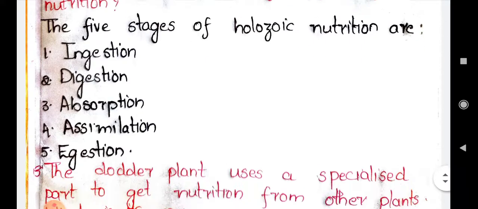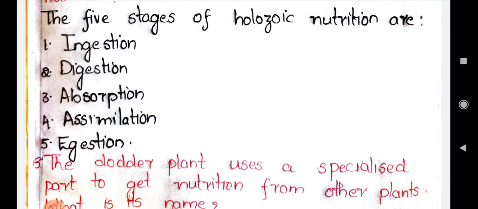Absorption generally takes place in the small intestine. The food material will be absorbed into the blood, through the villi and microvilli present on the walls of the small intestine. Later on, assimilation: the food after being absorbed will be assimilated into particular nutrient groups and sent throughout the body through the blood. Next, egestion: unwanted material will be sent out of the body. It is called egestion. So these are the 5 stages in Holozoic nutrition.